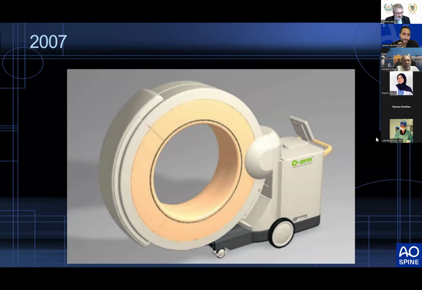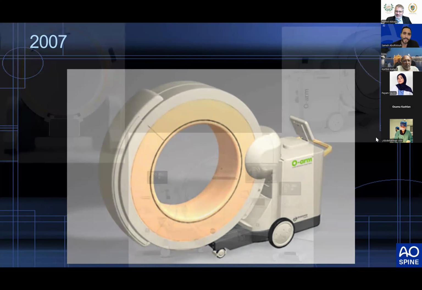So the concept of navigation the way we know it nowadays was actually introduced in 2007 with the introduction of the O-arm. And that was way before Medtronic acquired the company for $4.7 billion. I had the pleasure of visiting that facility in Colorado, and it's true that there is real magic happening over there with all the innovations they come up with every single year.